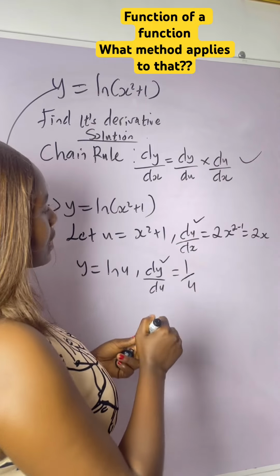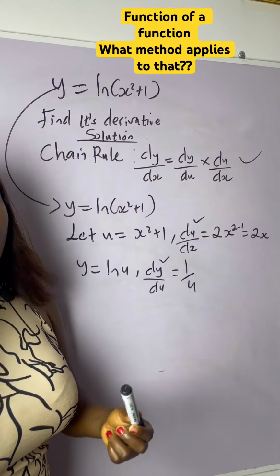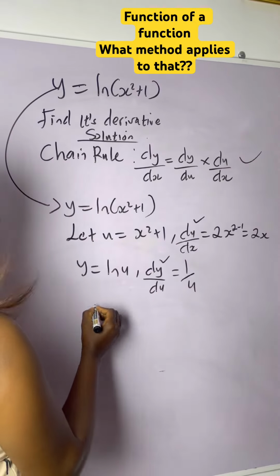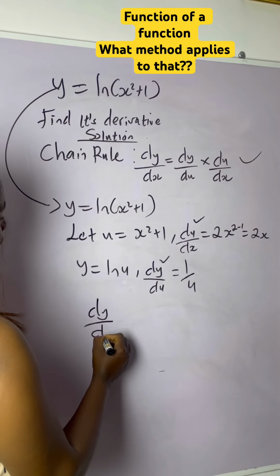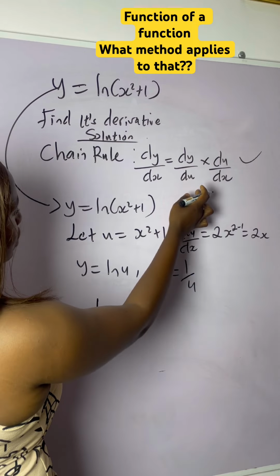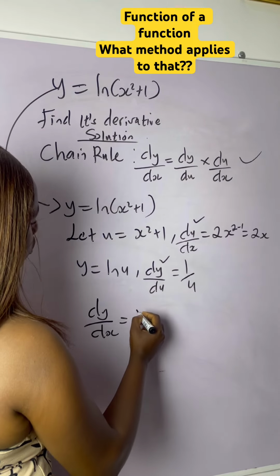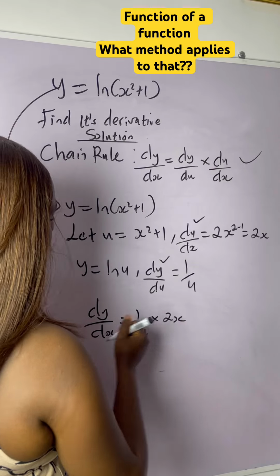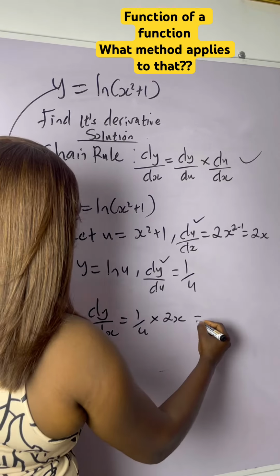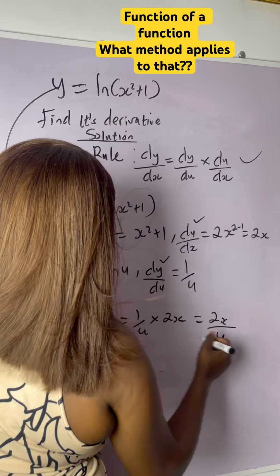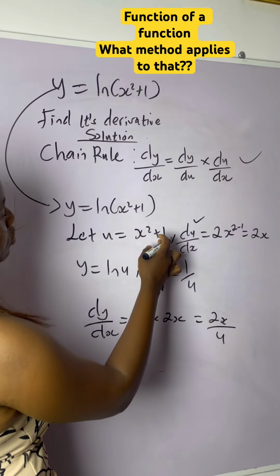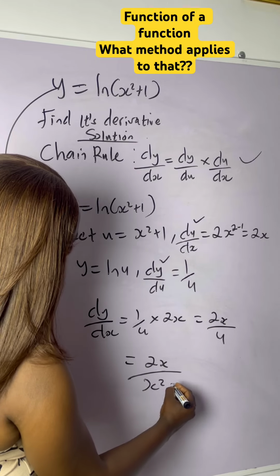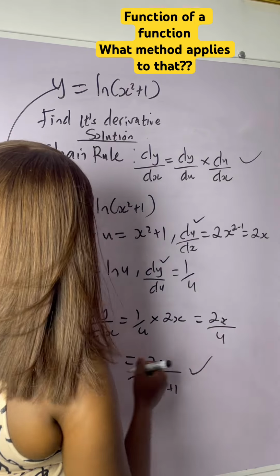My du/dx is, right. Since I know what those terms are, what I'll do next is put those terms into the chain rule formula. So I have dy/dx is equal to dy/du, which is 1 over u, multiplied by du/dx, which is 2x. So I have 2x over u. What is my u? My u is x squared plus 1. So I have 2x over x squared plus 1. That is my answer.